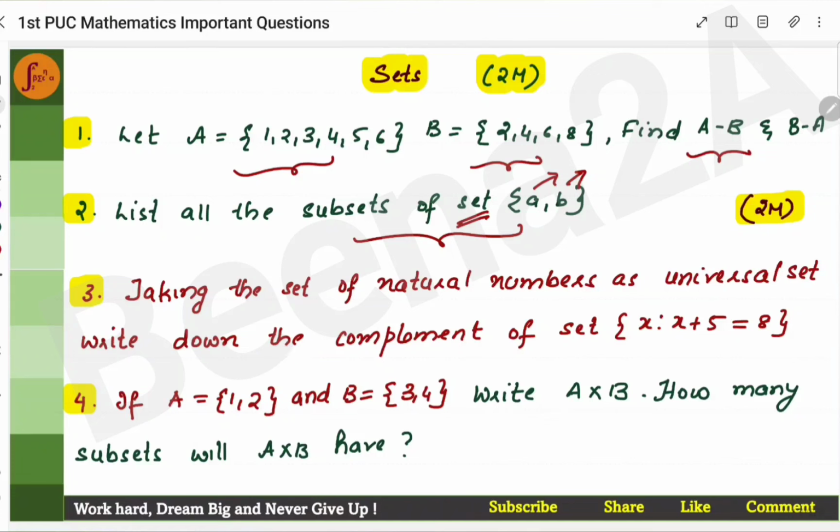Then another example: taking the set of natural numbers as the universal set, write down the complement of a set. So if this is the set, then you have to write the complement of this particular set, assuming that the universal set is the set of natural numbers. You have all natural numbers in the universal set, so you can find the complement set. Next one is, you are given 2 sets, find A cross B, and how many elements will A cross B have. Basically, Cartesian product.